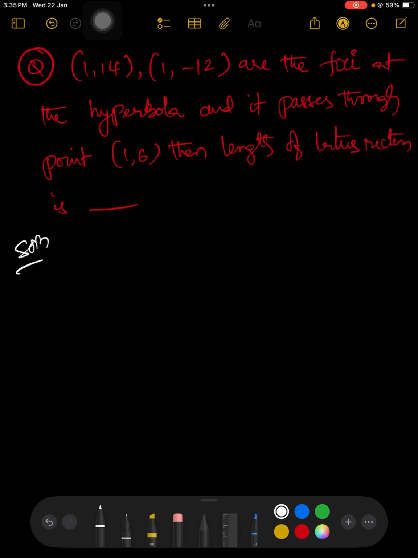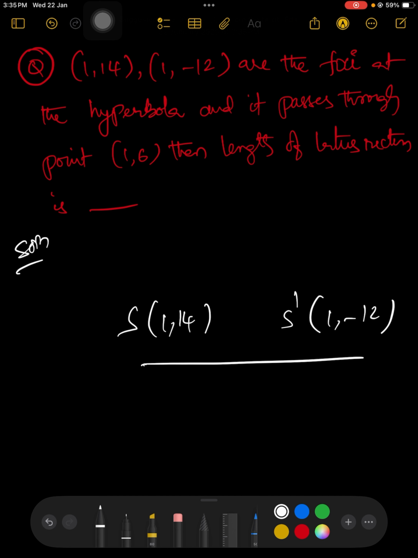The next question is from hyperbola. The question is: (1, 14) and (1, -12) are the foci of the hyperbola. So they have given its foci, right? The first focus is (1, 14) and the next one is (1, -12). The distance between these two, it is going to be vertical, right? The x coordinate is the same. So the distance between these two is nothing but 2BE, and the hyperbola is passing through the point (1, 6).